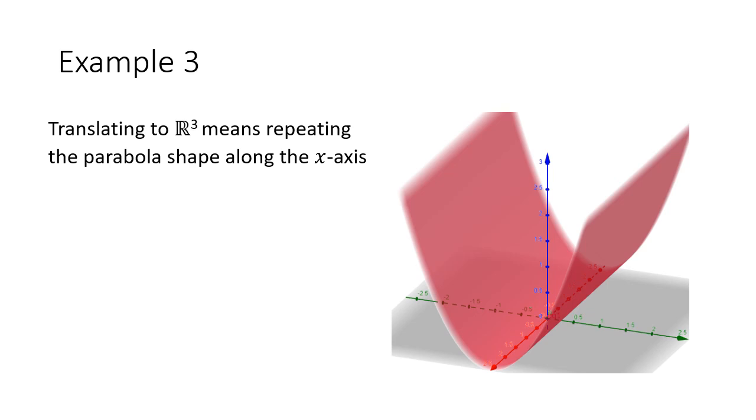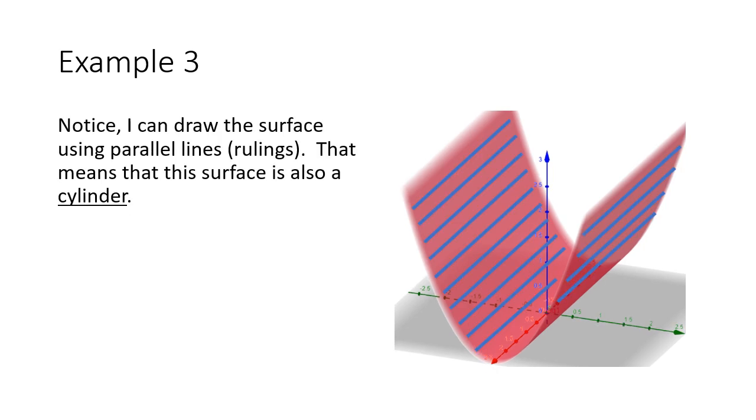But there is something interesting about this function. I can actually create the surface of this function using parallel lines, which are my rulings, which means that this surface is technically also a cylinder. Yet it's not a cylinder in the typical way that we would teach, say, a first grader what a cylinder is, but it is a cylinder in the mathematical sense, because I can use these rulings to create this surface.